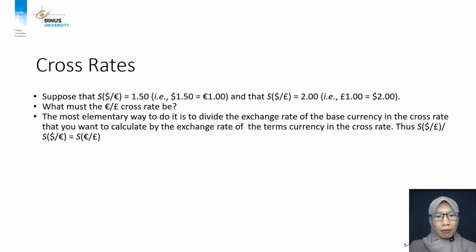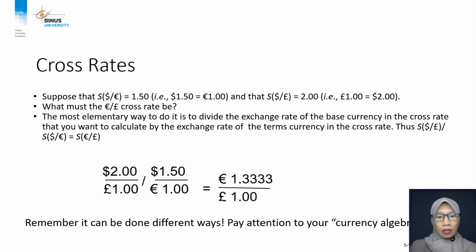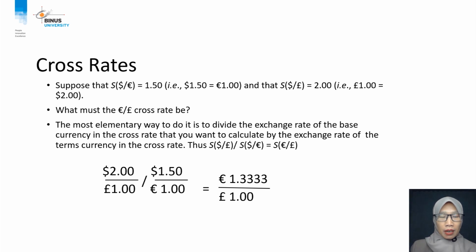Let's say we have $1.5 per 1 euro and we have $2 per pound. So what is the cross rate for euro per pound? This is what you can do. You can divide $2 per pound by $1.5 per euro. So this is the cross rate, 1.3333 euro per 1 pound. So this is still an example of the cross rate.